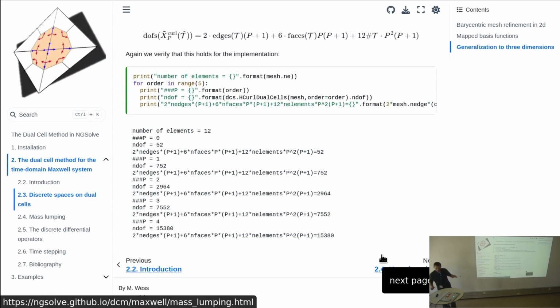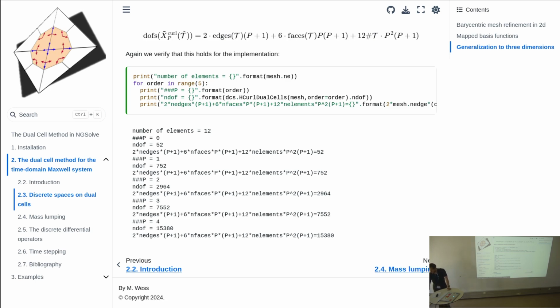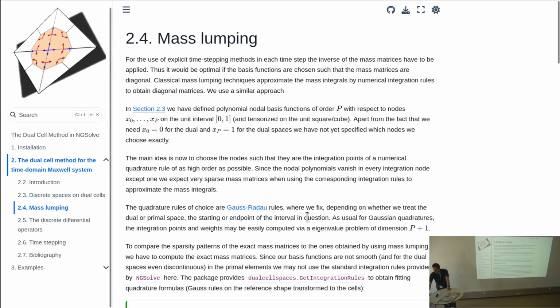Okay, so what I left out up until now is that I said we construct the basis functions as nodal basis with respect to some nodes. I said some nodes because, well, how do we pick the nodes? The thing is, we want to have efficient mass matrices. So ideally we want diagonal or block diagonal mass matrices. And we are free to pick the integration points, the nodes, however we like.